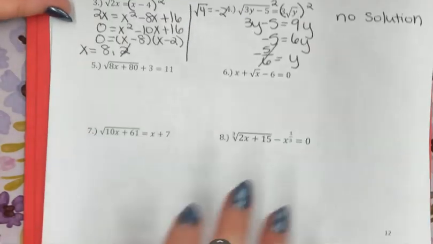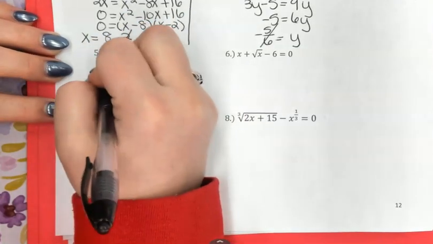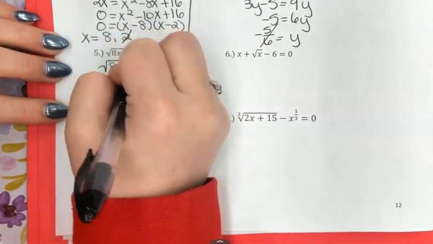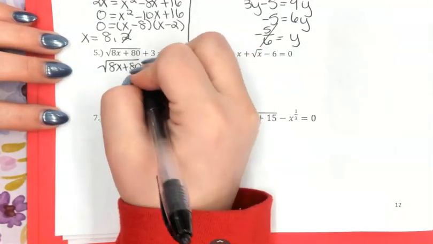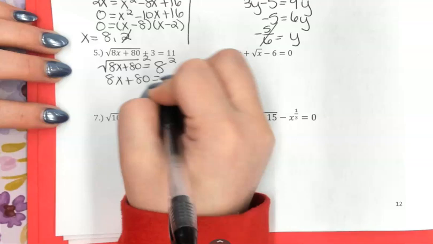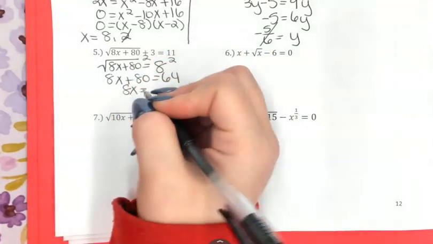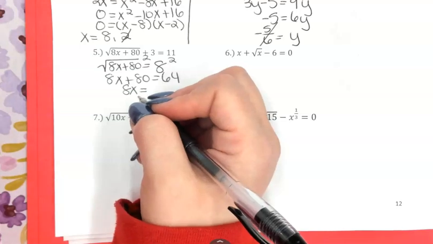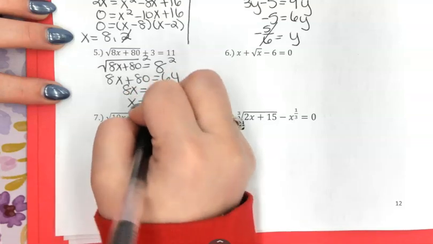Okay, we're halfway through. On to number 5. My radical is not by itself. I need to subtract that 3 first before I can do anything else. So the square root of 8x plus 80 is going to be equal to 8. So I can now square both sides. Then I can subtract 80. 64 minus 80 is negative 16. Plugging all that in, x is equal to negative 2.